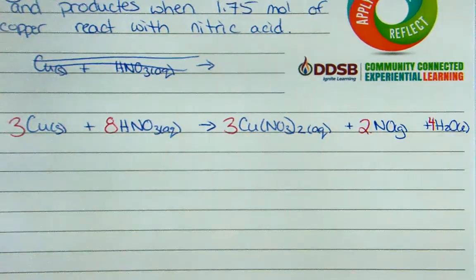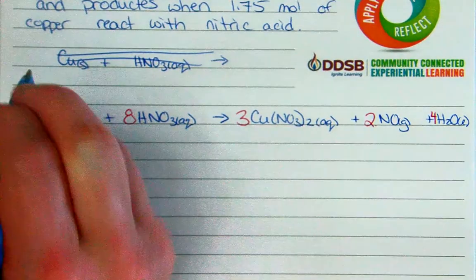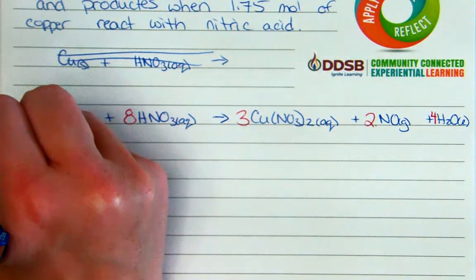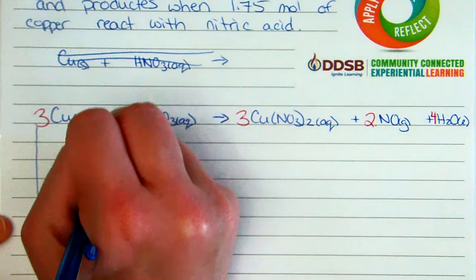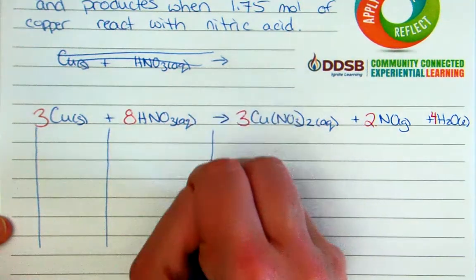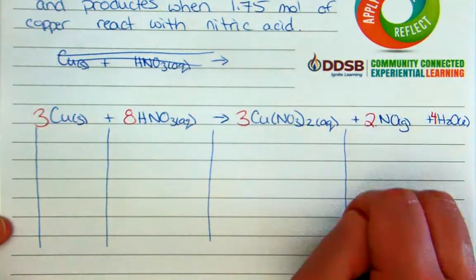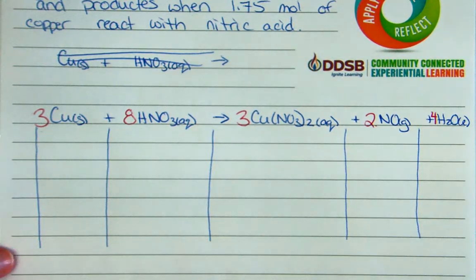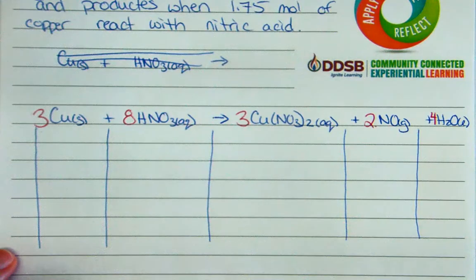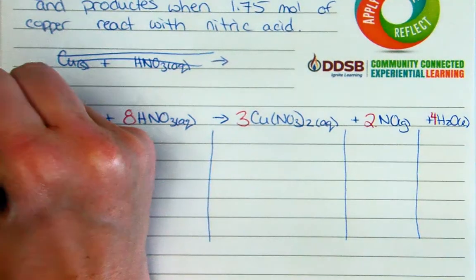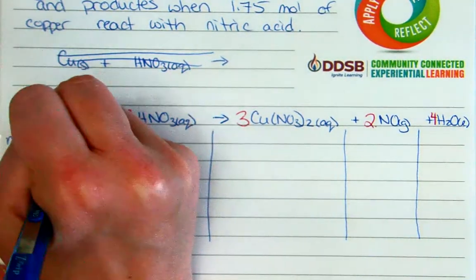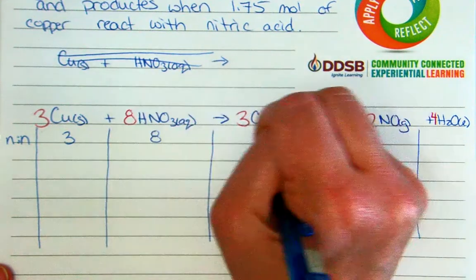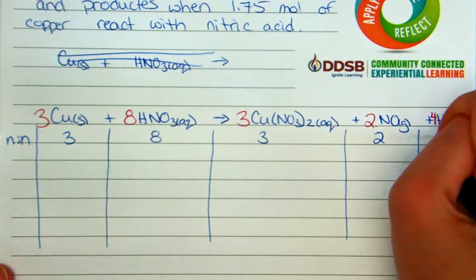Wowza! Right now, let's write our mole-to-mole ratios underneath. I'm going to start keeping this as a chart. It's not totally necessary just for this problem, but moving forward through the rest of this week and into next and the rest of the course, we are going to want some organization, so it's a good practice to start now. So our mole-to-mole ratios, 3, 8, 3, 2, and 4.